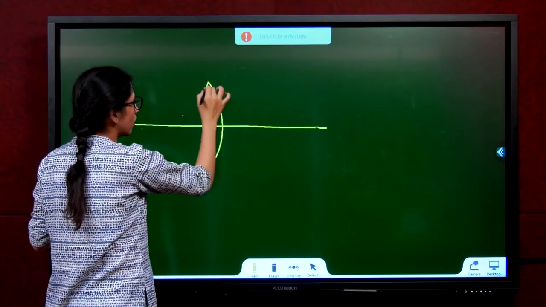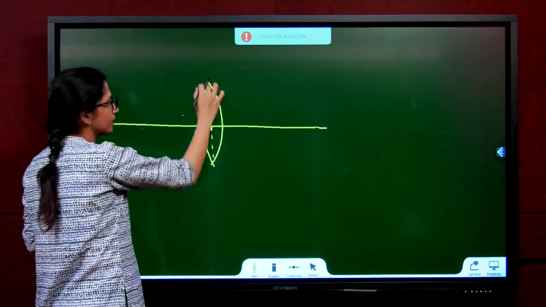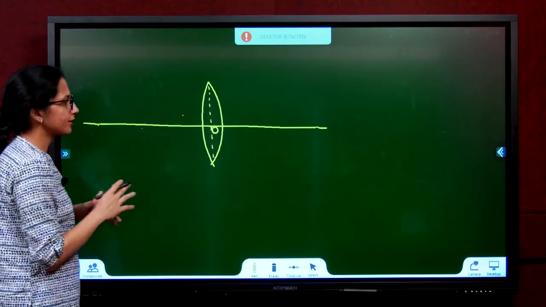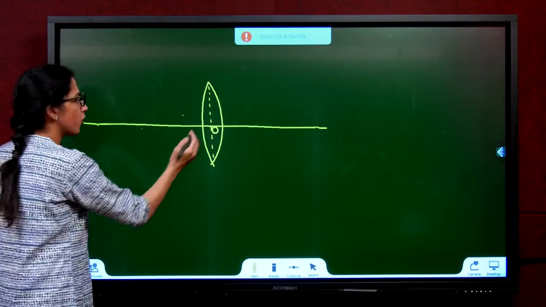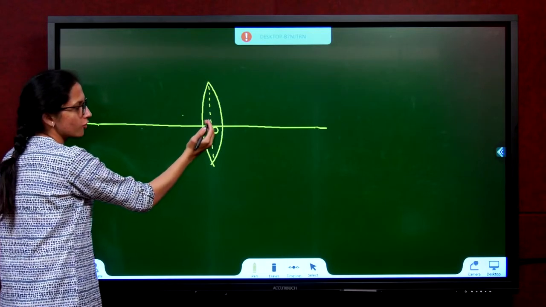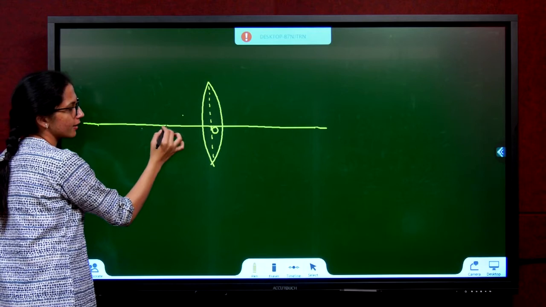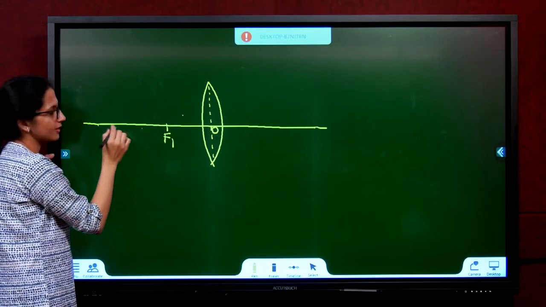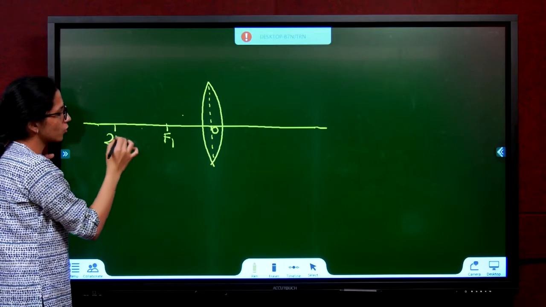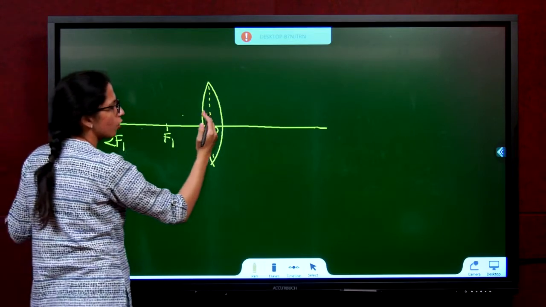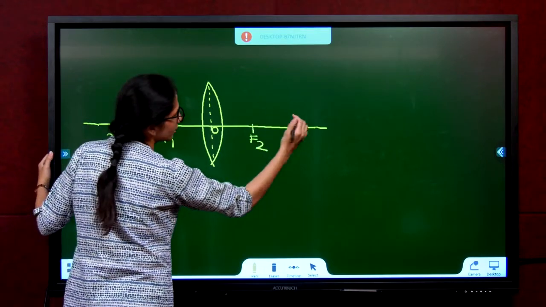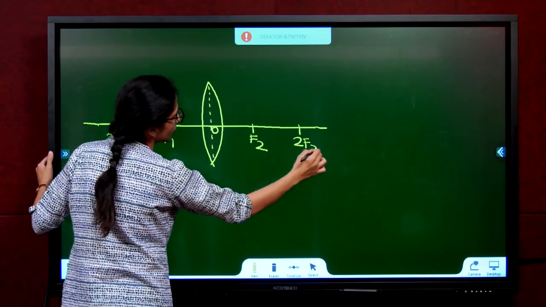Join these 2 points, these 2 edges, and mark the center as O. All distances are measured from the optic center. From O, measure 3 centimeters this side. Mark F1. From F1, measure another 3 centimeters. Mark that as 2F1. From O, measure 3 centimeters this side, F2. From F2, measure another 3 centimeters, mark that as 2F2.